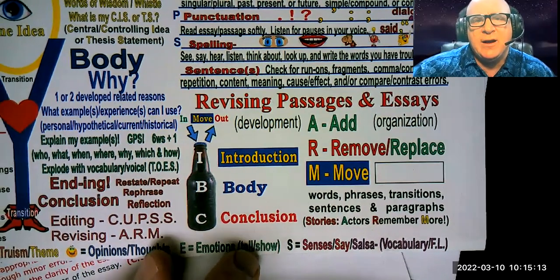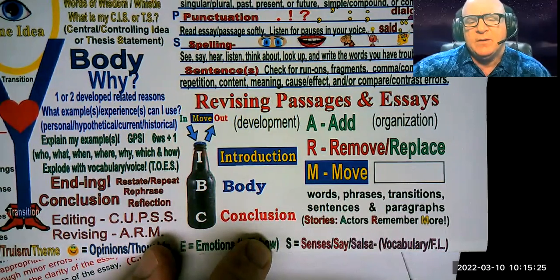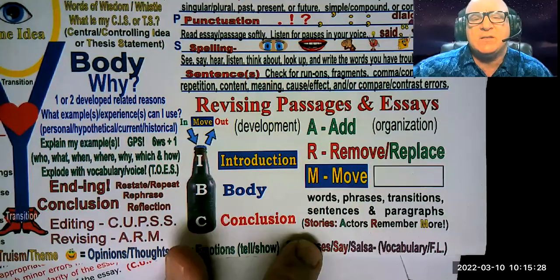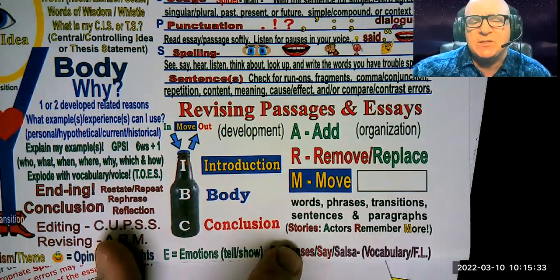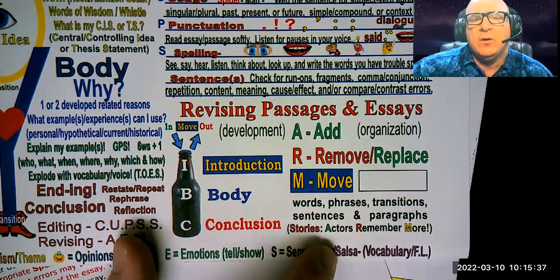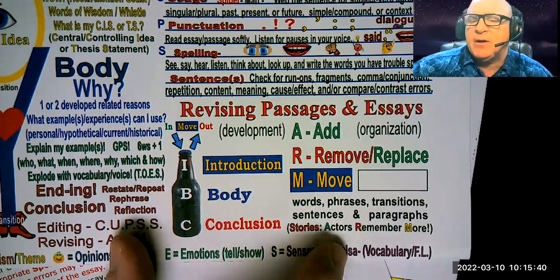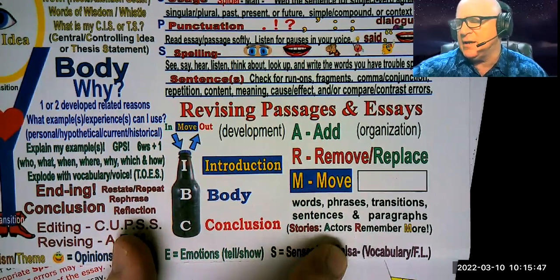Tell is just using higher vocabulary. Show is, what do you do or say or think? How do you react based on your emotions to whatever you're writing about? The S of toes is for the senses. I want to be able to see what you see, hear, smell, taste, touch. You might use dialogue. What do certain people say? Or what was said about this topic? And the salsa is the spice, the high vocabulary that you can use, or the figurative language.